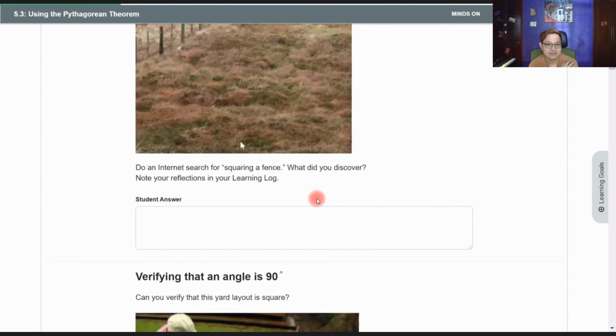Try an internet search for squaring a fence. What did you discover? Note your reflection in your learning log.